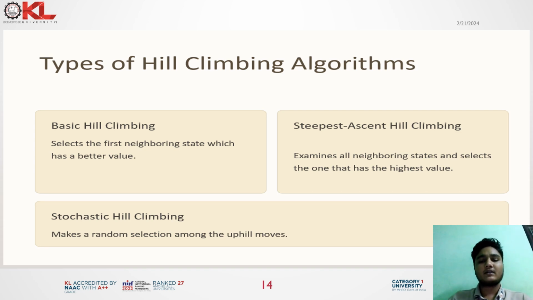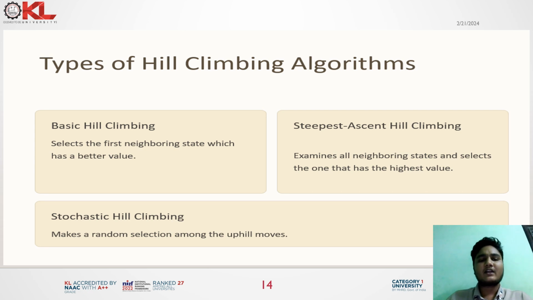Steepest ascent means it examines all neighbor states, so for that we have to do more processing. And stochastic hill climbing means it makes a random selection. It makes a random selection, so it would not necessarily choose the optimal solution.